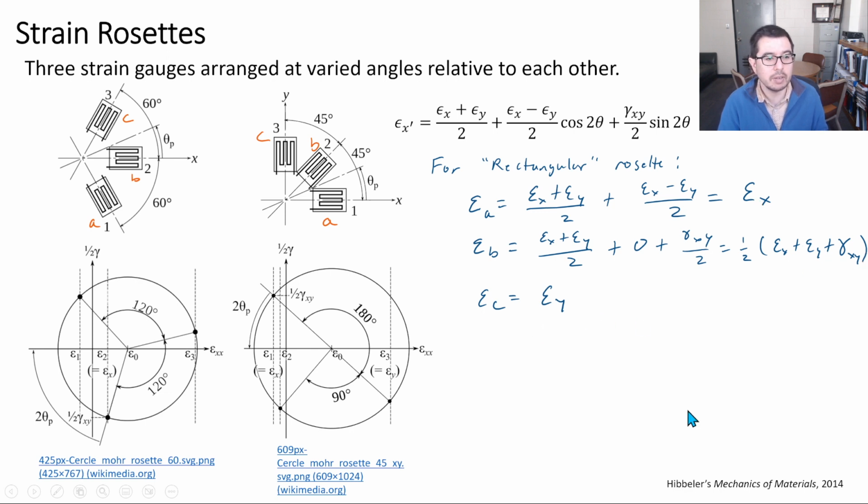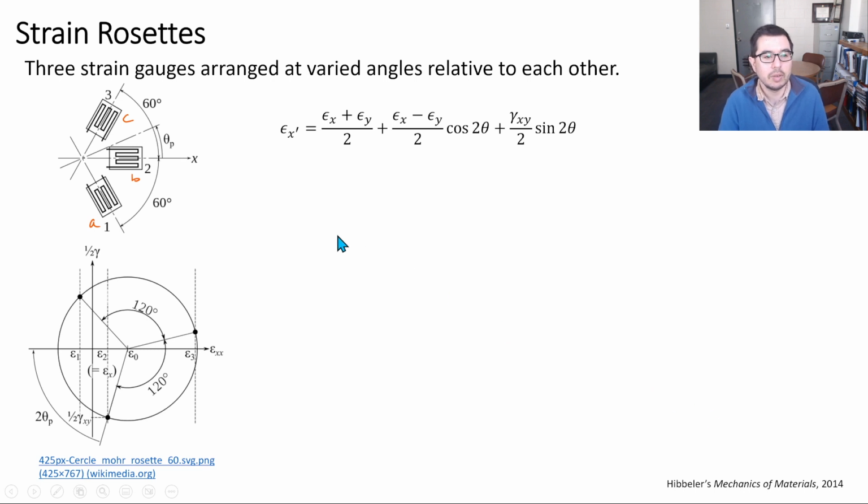So we want one more sensor, and wow, this is nice. Sensor C lines up nicely with epsilon y, right? Theta is now equal to 90 degrees, and so we get that epsilon C lines up with epsilon y. So now we have essentially this equation that has three unknowns, but we have two knowns here and here. And so we can write out that gamma xy is equal to this expression. So given the state of strain, we should be able to get epsilon A, epsilon B, epsilon C, or if we measure epsilon A, epsilon B, epsilon C, we should be able to figure out what the state of strain is.